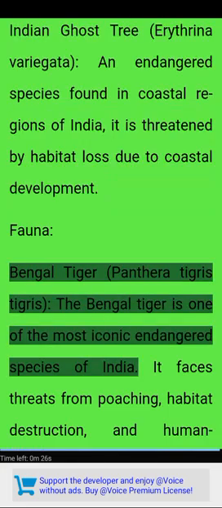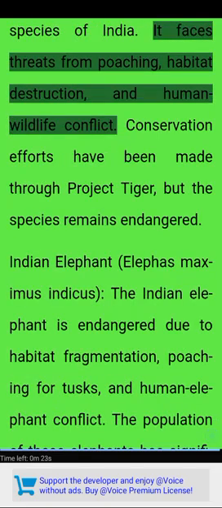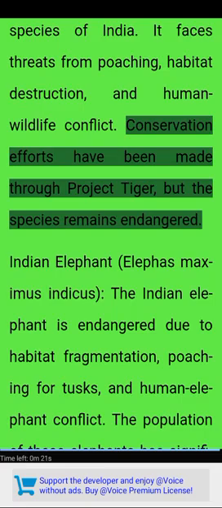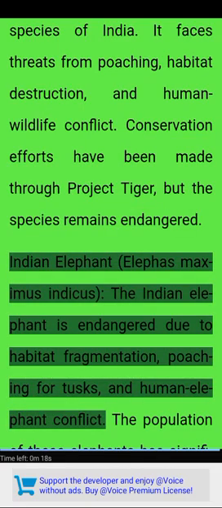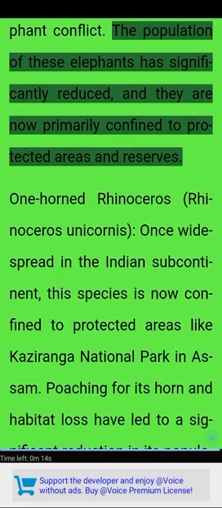Fauna. Bengal tiger, Panthera tigris tigris. The Bengal tiger is one of the most iconic endangered species of India. It faces threats from poaching, habitat destruction, and human-wildlife conflict. Conservation efforts have been made through Project Tiger, but the species remains endangered. Indian elephant, Elephas maximus indicus. The Indian elephant is endangered due to habitat fragmentation, poaching for tusks, and human-elephant conflict. The population of these elephants has significantly reduced, and they are now primarily confined to protected areas and reserves.